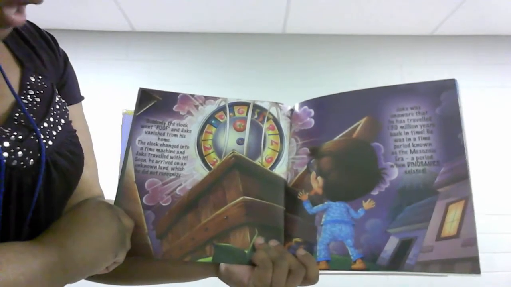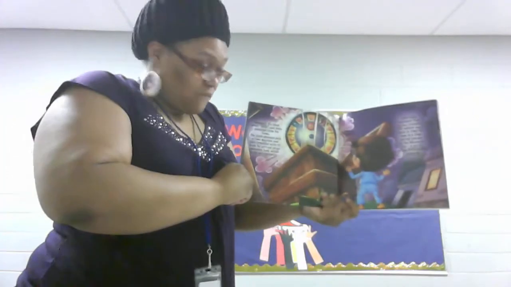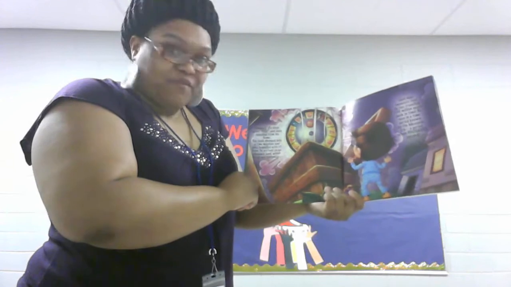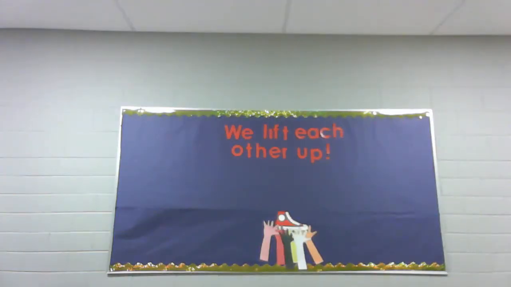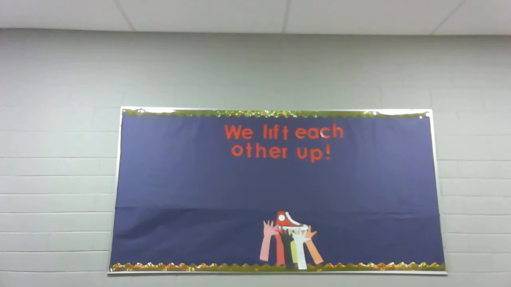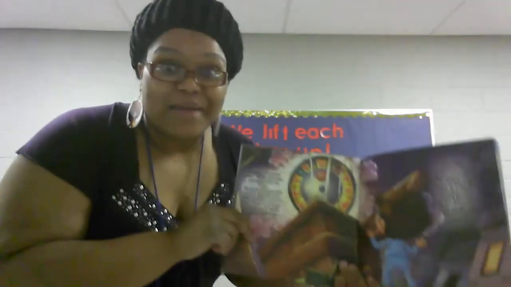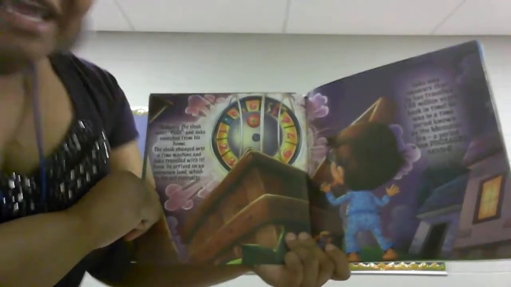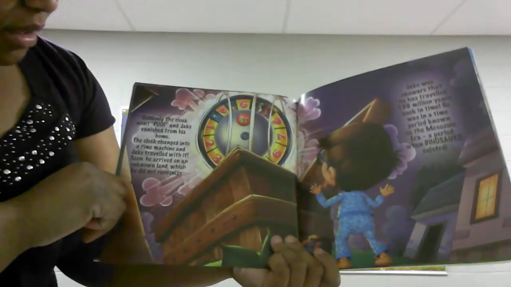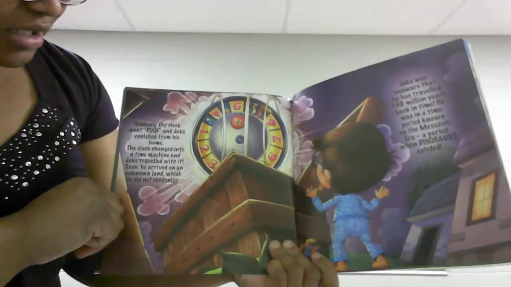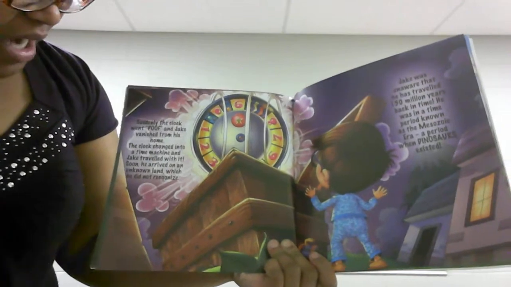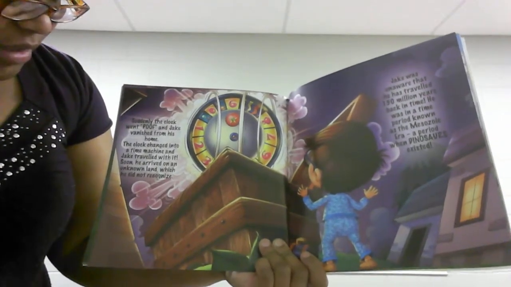Suddenly, the clock went poof, and Jake vanished from his home. Whoosh. Did you see Miss B vanish? Watch. That's exactly what happened to Jake. He vanished from his home. The clock changed into a time machine, and Jake traveled with it.